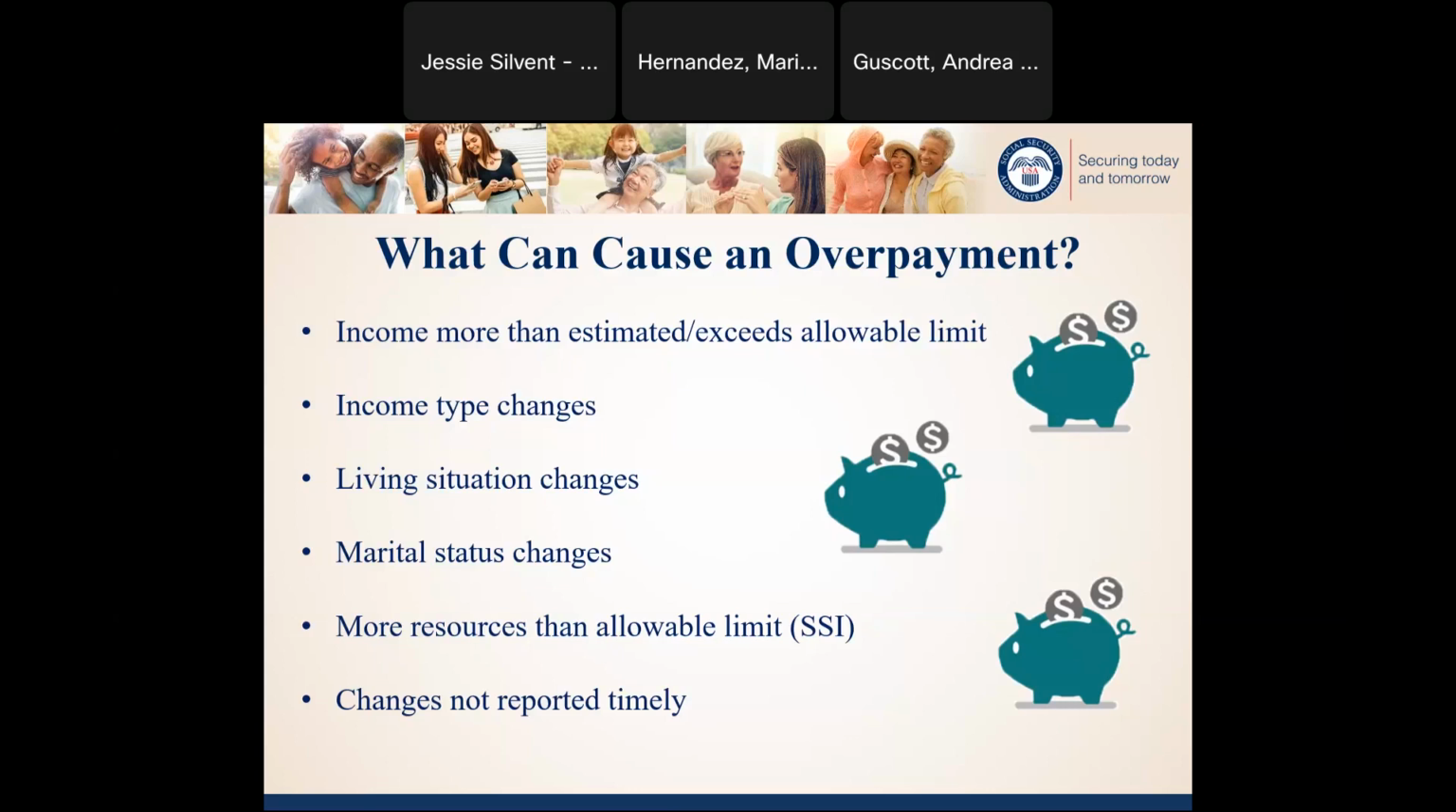Now, finally, when these changes are not reported timely, it often results in an overpayment because SSA did not have ample time to make the necessary adjustments to the issuance of the payment or the payment amount. Next slide.